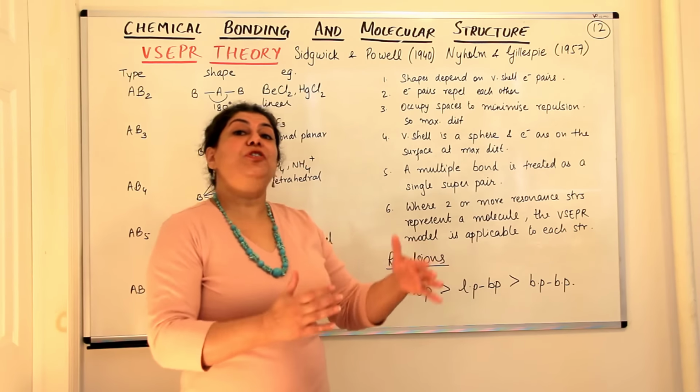And in chemistry, when we talk of maximum stability, it means minimum energy, right? So he said that the valence shell is a sphere and electrons are on the surface of the sphere and are at maximum distance from each other. And it's not just single covalent bonds that would be present in a molecule. You can have multiple bonds, you can have double bonds, you could have triple bonds.